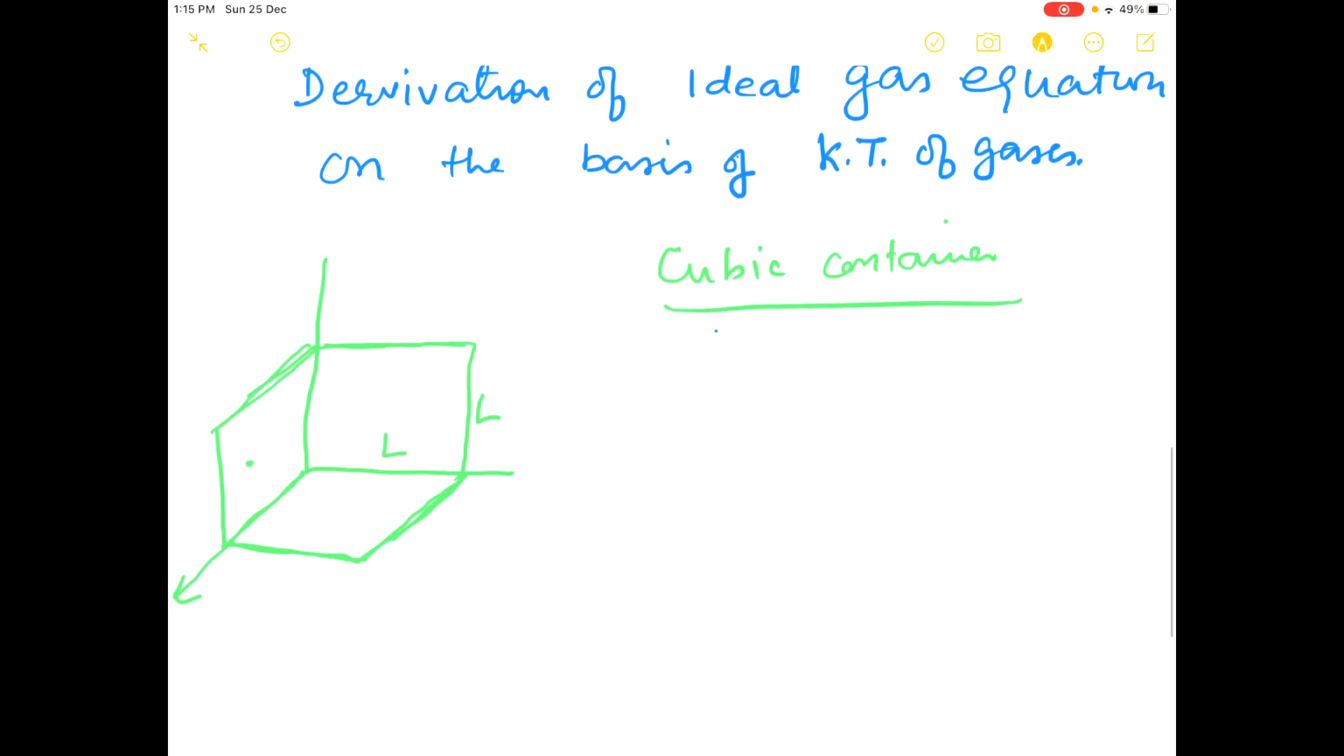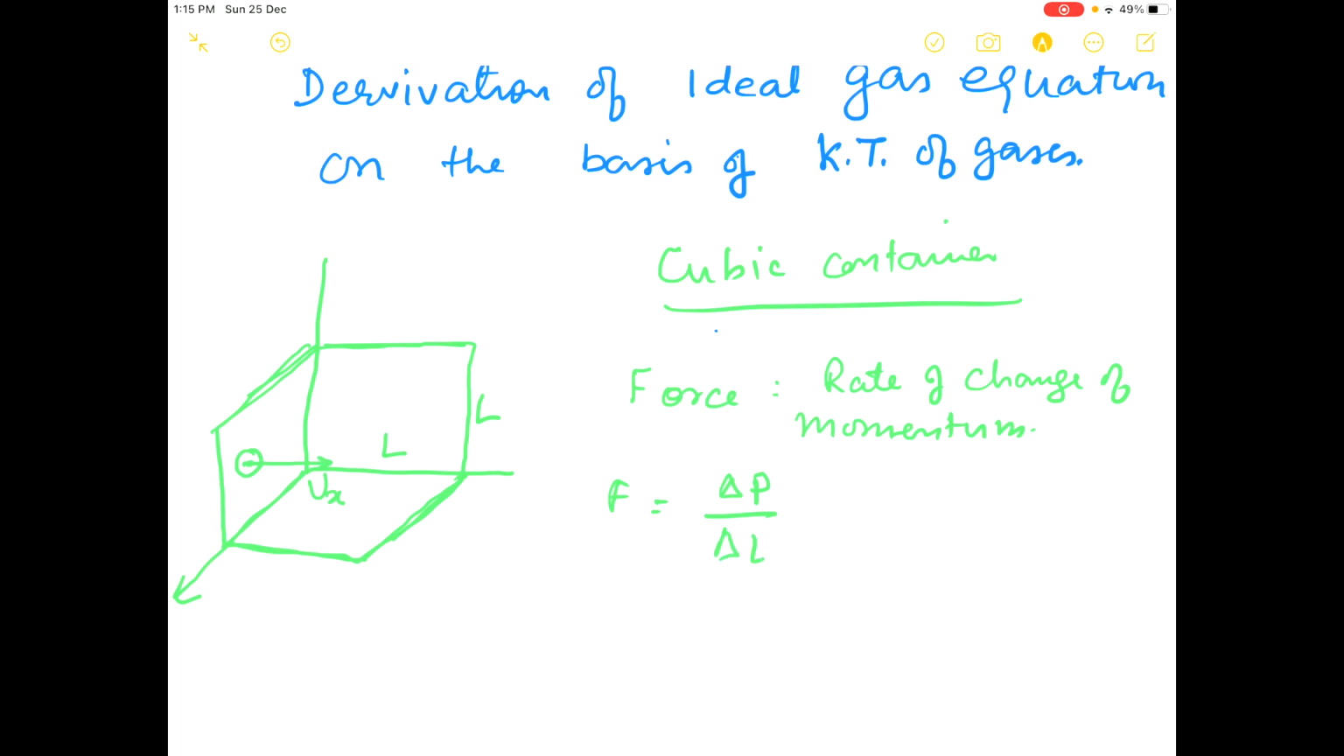Suppose here is one molecule that is moving along the x-axis and its velocity is ux. So now we say that F is equal to, what is force? Force is the rate of change of momentum, or F is equal to delta P by delta T.